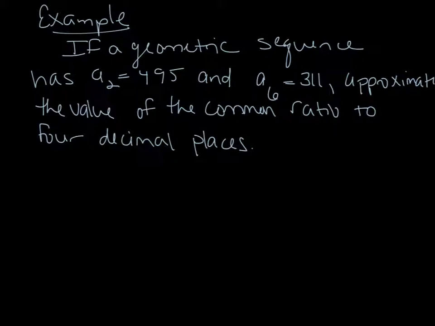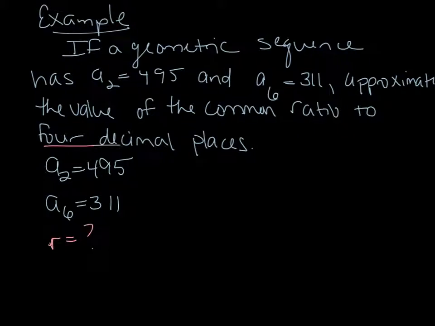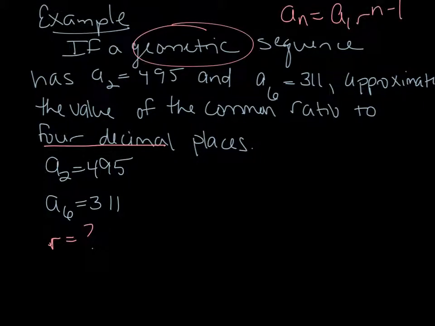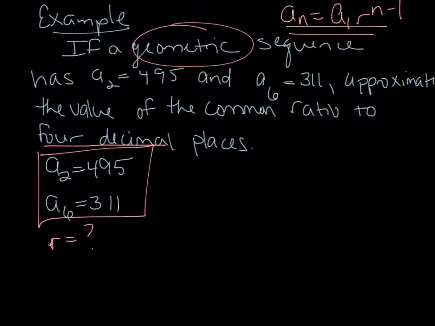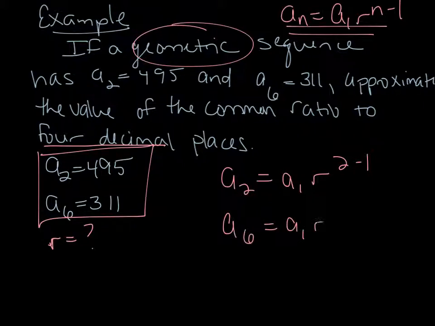Alright, so one last example, and then we'll be done with this video. It says, if a geometric sequence has a2 as 495, and has a6 as 311, they want you to find r, the ratio, to 4 decimal places. First off, I see geometric, so I say to myself, okay, well, my reference sheet gives me this, so I'm going to use this as a formula, a1 r to the n minus 1. Now, you don't know r, nor do you know a1, but they do tell you this right here. So you're going to set up a system of equations. So you know a2, and if you plug into here, r to the 2 minus 1, because that's what n is, and you know a6, r to the 6 minus 1.